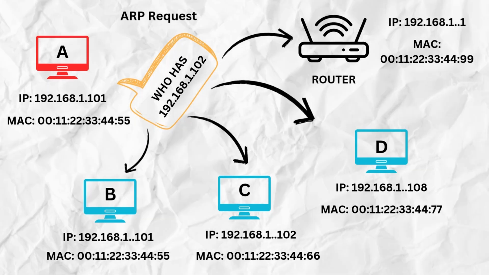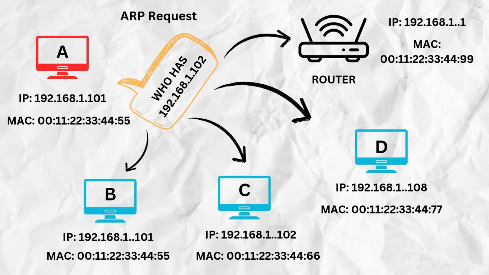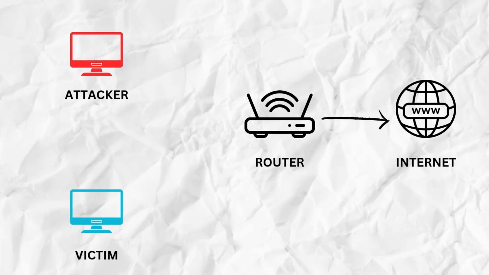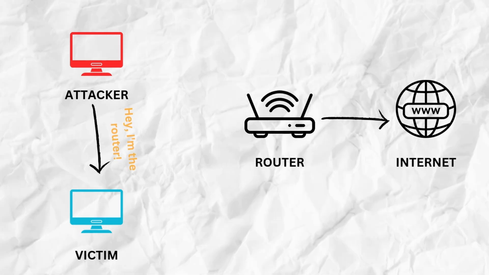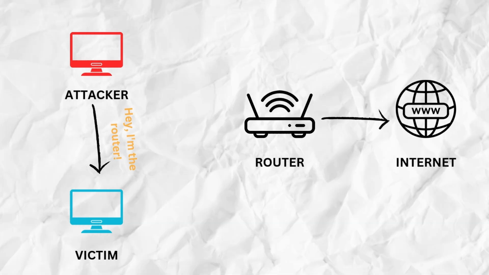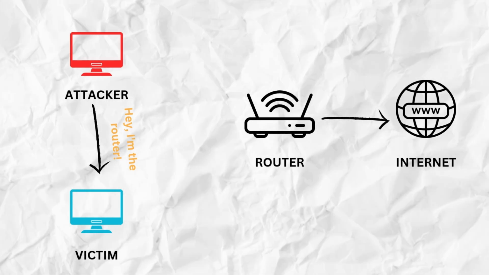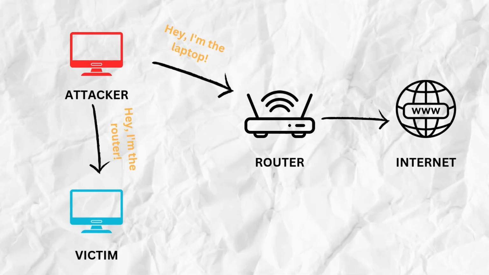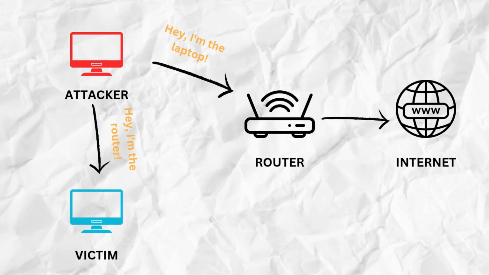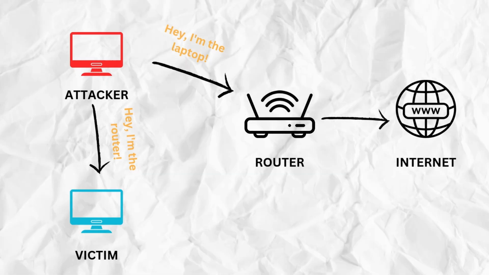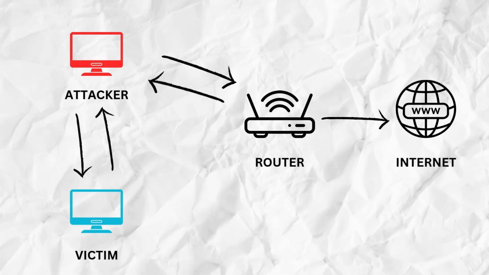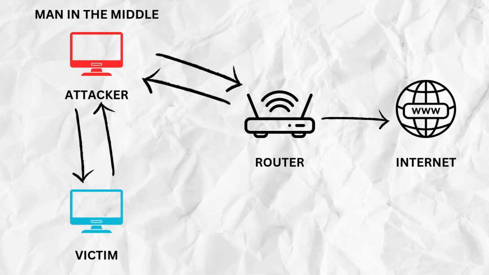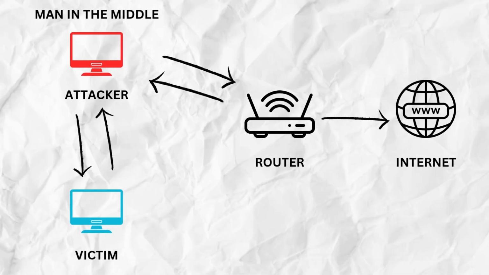But ARP has a critical weakness. An attacker exploits this by sending out fake ARP messages. They essentially lie, telling your laptop, "Hey, I'm the router, send all your internet traffic to me." And then, they tell the actual router, "Hey, I'm the laptop, send all its traffic to me." Once this digital deception is complete, every single bit of data from the victim, intended for the internet, first passes through the attacker's machine. The attacker is now the undisputed man in the middle, watching your every move.